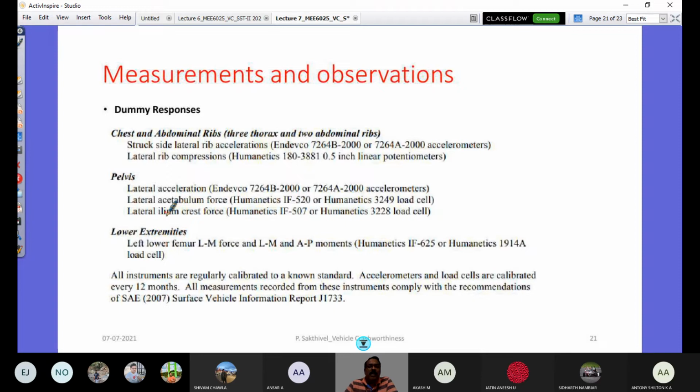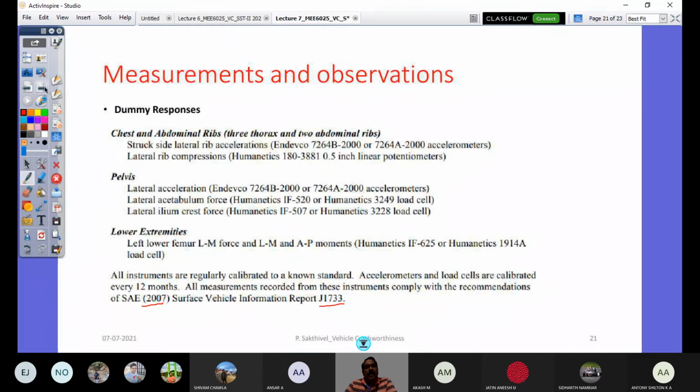At the moment, let's just go ahead with these measurements to quantify the injury at the pelvis and lower extremities, like your left lower femur and so on, right? That can be measured through the load cells. All these instruments are regularly calibrated to a known standard. Accelerometers and load cells are calibrated every 12 months. All measurements recorded from these instruments comply with the recommendations of the SAE Surface Vehicle Information Report. So these standards enforce that such instruments should always be calibrated as per these norms.